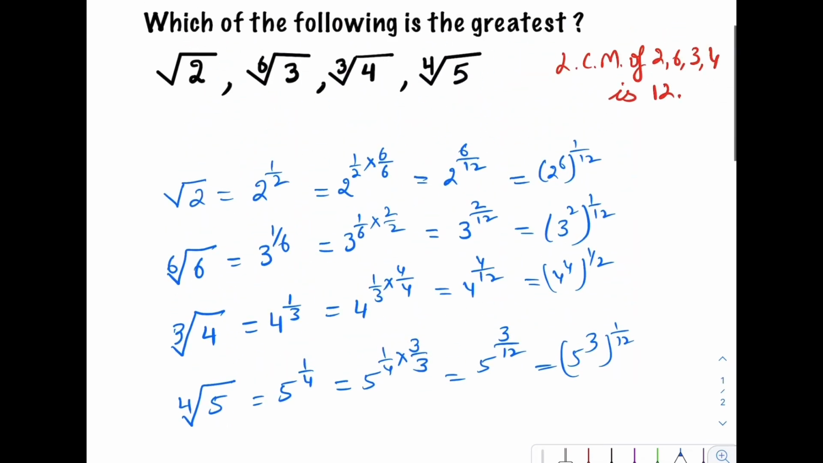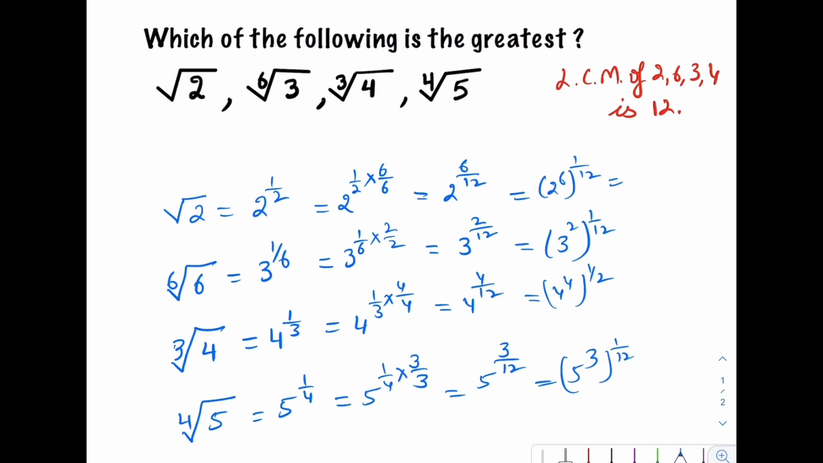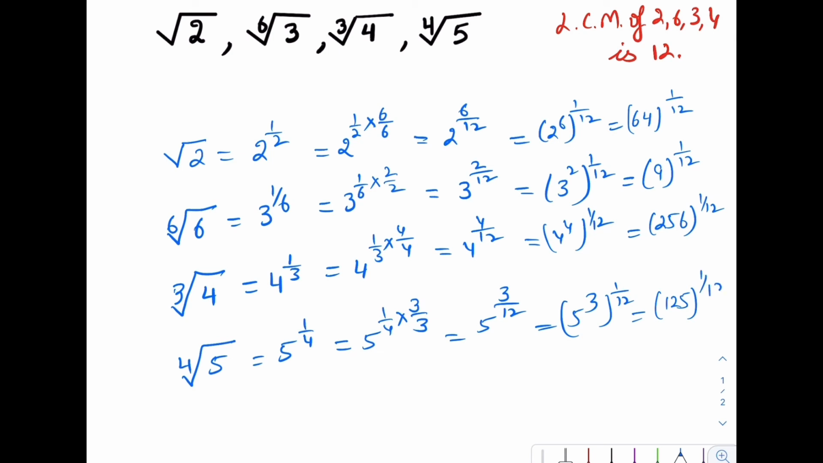And this is equal to 2 raised to the power 6, which means 64, power 1 by 12. This is equal to 3 raised to the power 2, which is 9, 9 raised to the power 1 by 12. 4 raised to the power 4 means 256, power 1 by 12. And 5 raised to the power 3 means 125, 125 power 1 by 12.